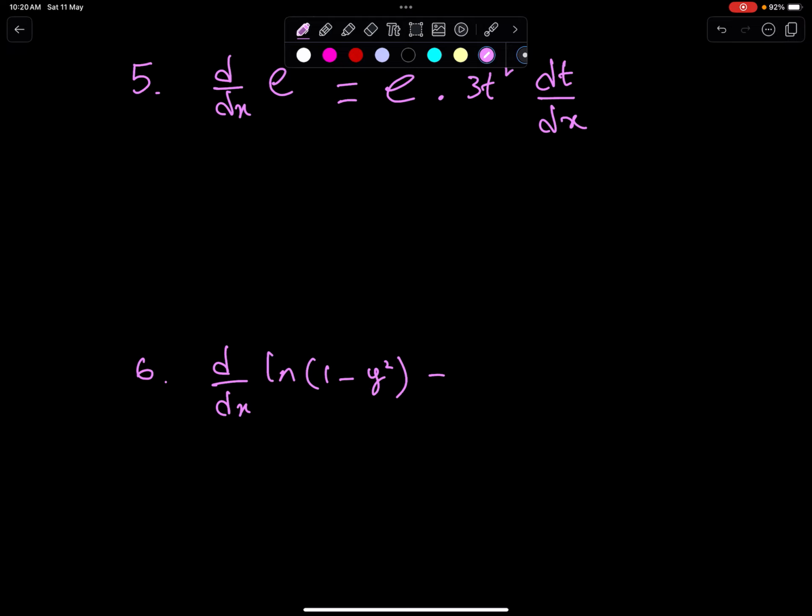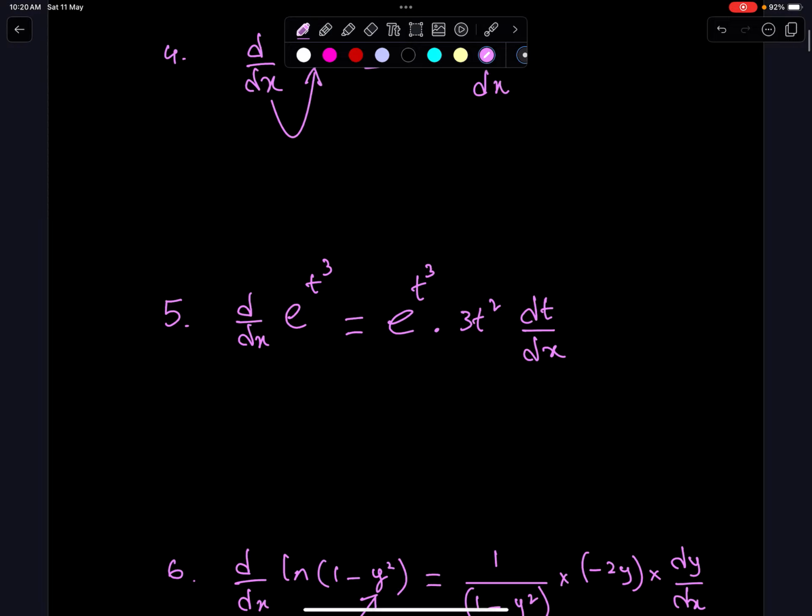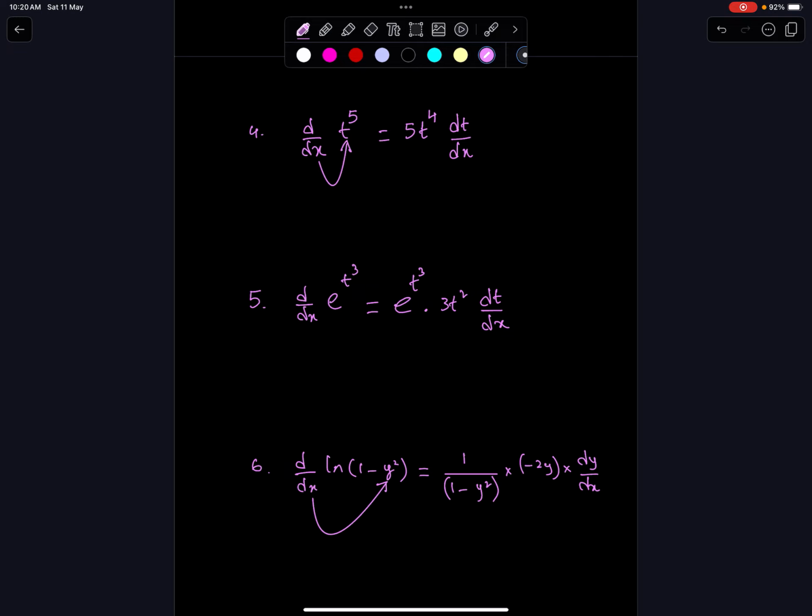ln of 1 minus y square, implicit. So this will become 1 upon 1 minus y square times the differential of 1 minus y square, which is minus 2y. Now multiply this answer with the gradient of y, which is dy upon dx. So this is the way to differentiate implicit functions. Always multiply your answer with the gradient of this function, gradient of t.